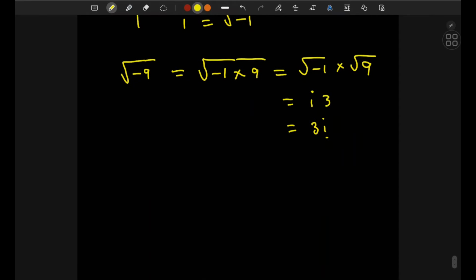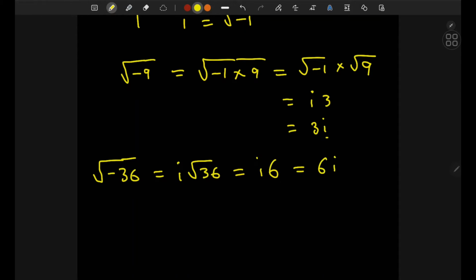So looking at various examples, if we have the square root of -36, this is just basically I and the square root of 36. So this is now I and 6, which is just 6I.